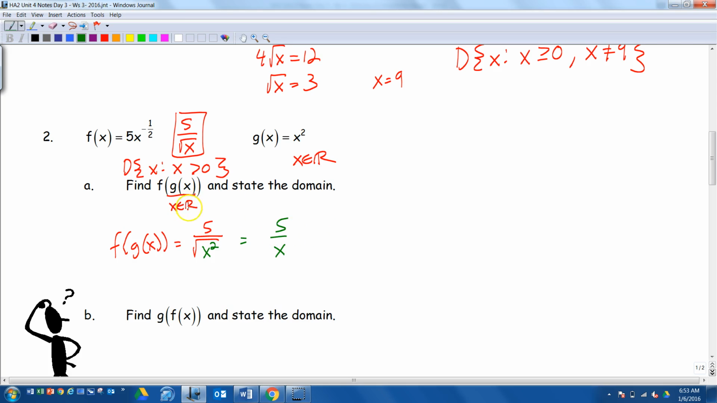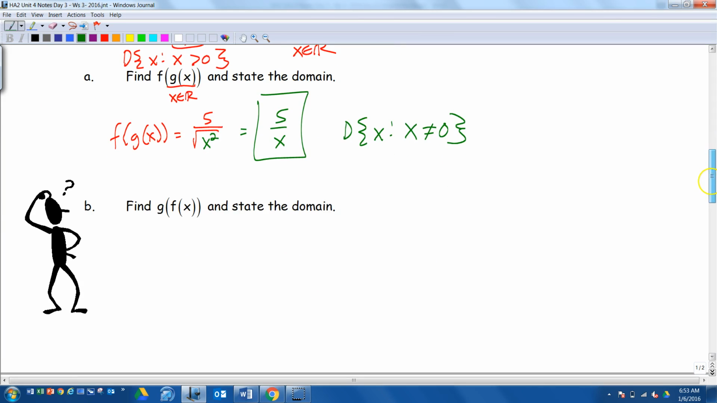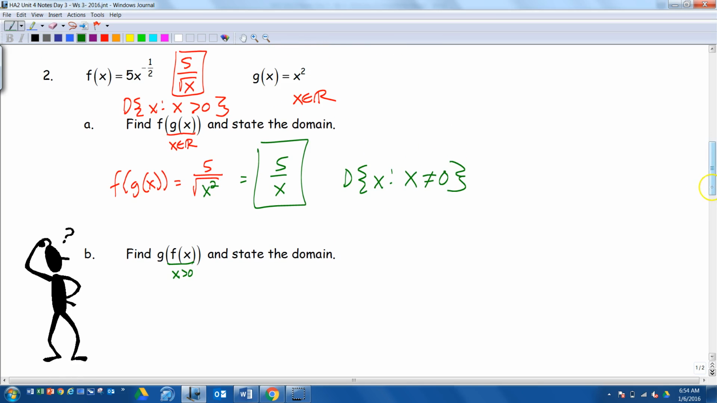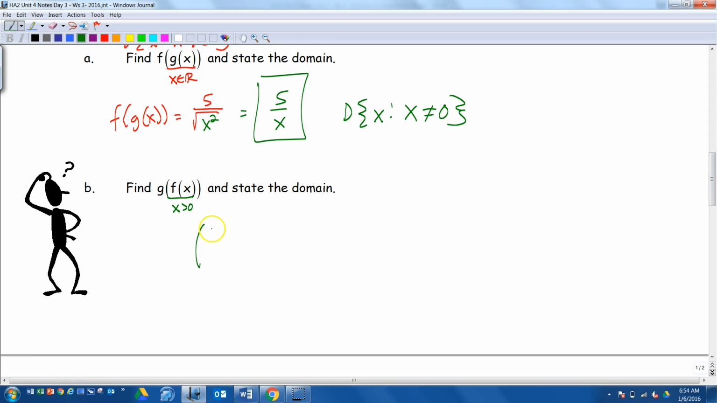And if you look, again, the thing we input had no problems with domain, and then our final answer is that our domain cannot be 0, because then we get a 0 on the bottom. So here's the answer, here's the domain. We can do the same thing here. Domain restriction is that x has to be greater than 0. And now we're going to stick that into g of x. So we get 5 over the square root of x squared.